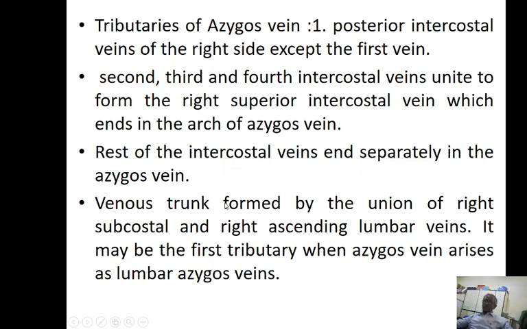Venous trunk formed by the union of the right subcostal and right ascending lumbar veins. It may be the first tributary when the azygos vein arises as the lumbar azygos vein.